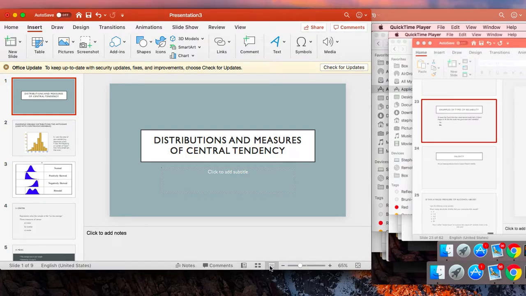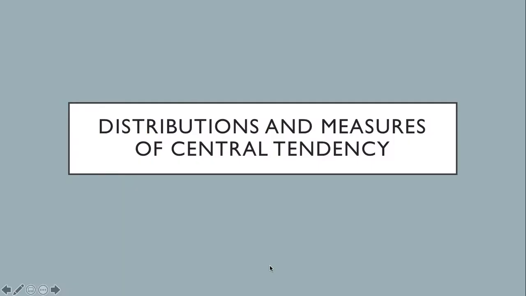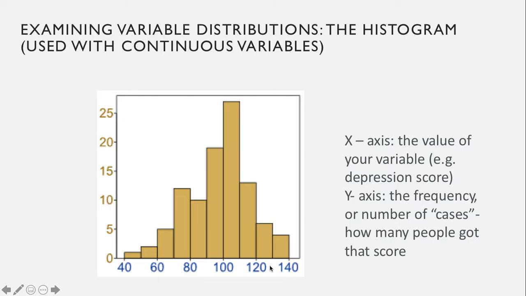Okay, so we're going to continue with the statistics unit. So this video is going to be talking about distributions and measures of central tendency. So this graph is a distribution. It's a histogram. It shows how the data is distributed.